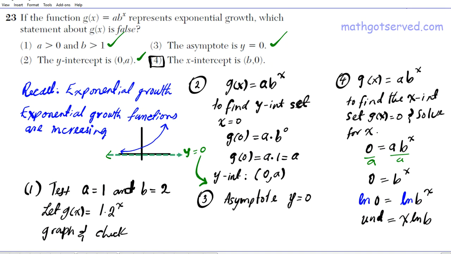What does this mean? G of x has no x-intercepts. Because of the horizontal asymptote, it tells you that the graph can never touch or cross this horizontal line. Okay, so option 4, which states that b comma 0 is the x-intercept, is false because exponential growth functions of this format do not have x-intercepts.